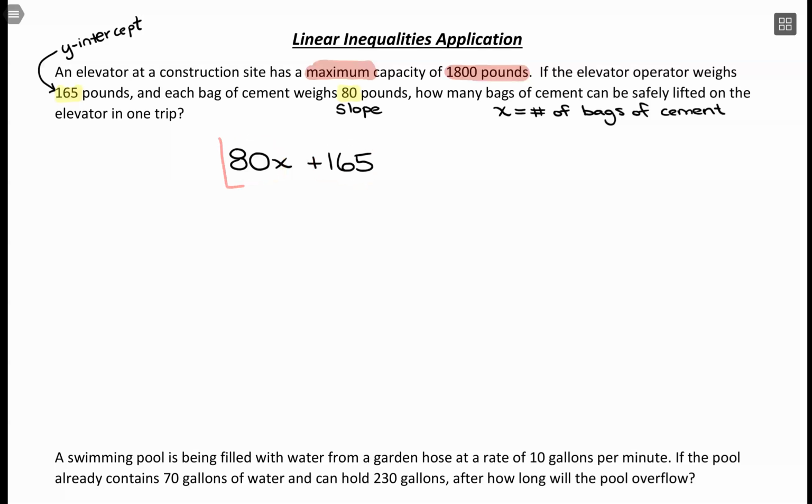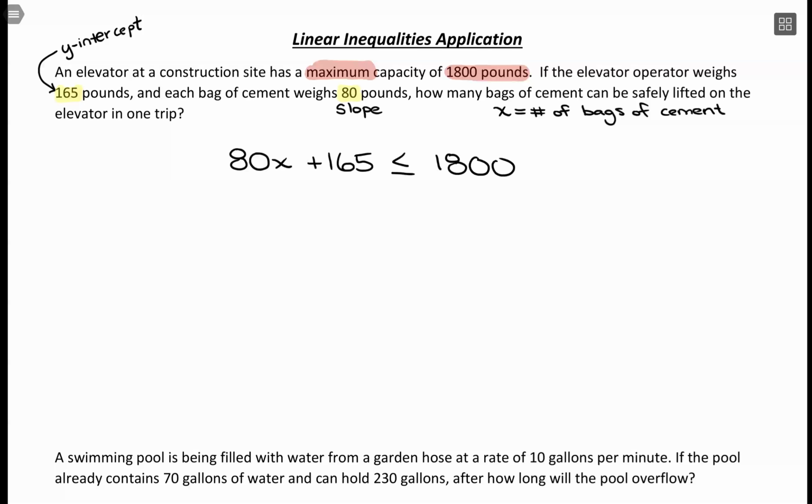So what we want to do is keep this weight below 1,800, or rather below and including 1,800. So this is the largest value we can have. That's our maximum. So what this will look like is this weight that we're adding into the elevator needs to be less than or equal to 1,800. We don't want it to go above 1,800. So 1,800 is going to be that maximum. So that sets it up.